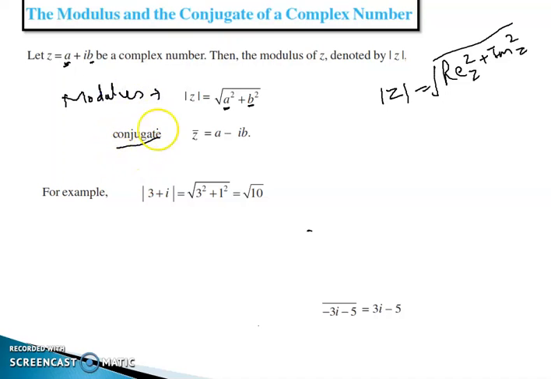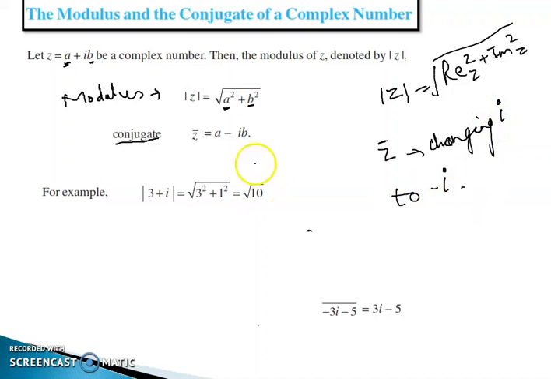Now we talk of conjugate. What is the conjugate of a complex number? The conjugate is denoted with z and a bar above. And what is conjugate? Conjugate means changing iota to minus iota. This we have to do. So z equals a plus iota b. We will only change the iota. So a will be as it is, b is as it is, and iota we have changed to minus iota.